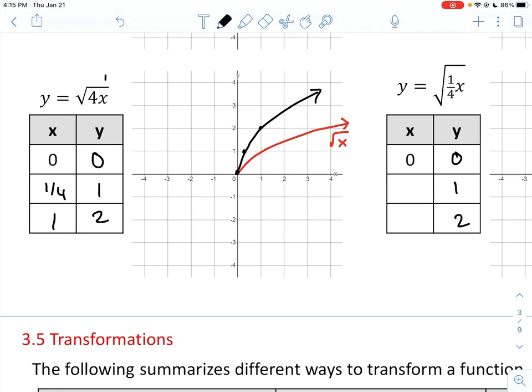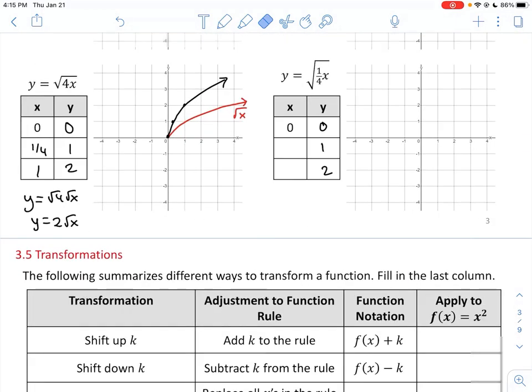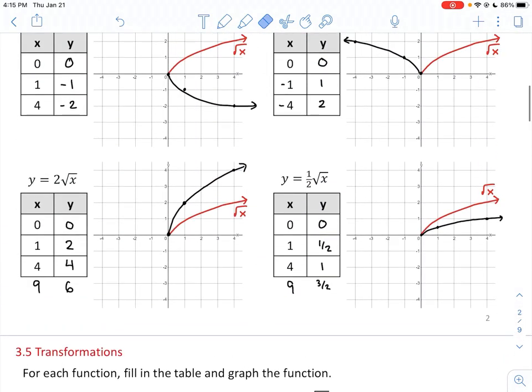And the reason why is because when you do the square root of 4x, you can actually rewrite this function as the square root of 4 times the square root of x. In other words, you could rewrite it as 2 radical x. And when the 2 is outside the radical, it's to be interpreted as a vertical stretching by a factor of 2, which is what we saw up here in this example.